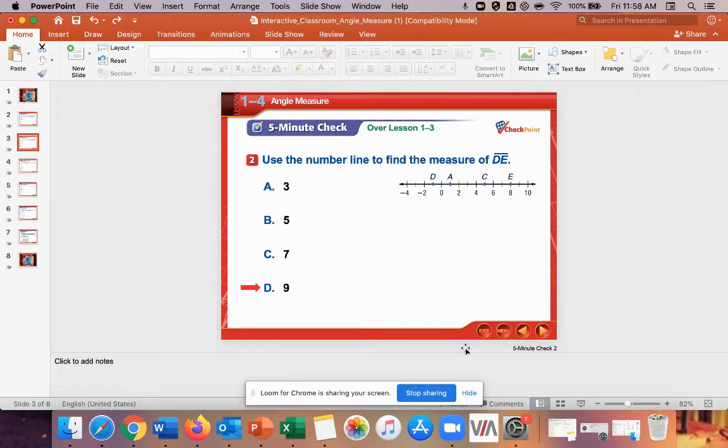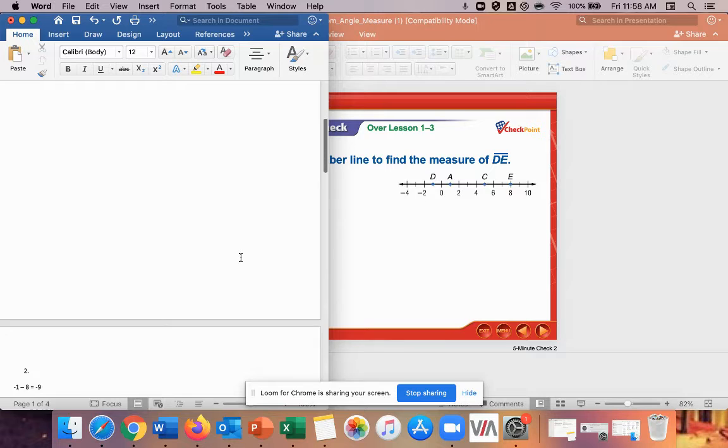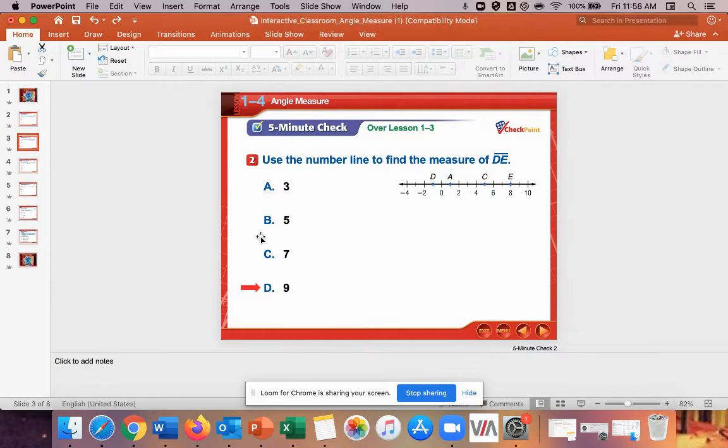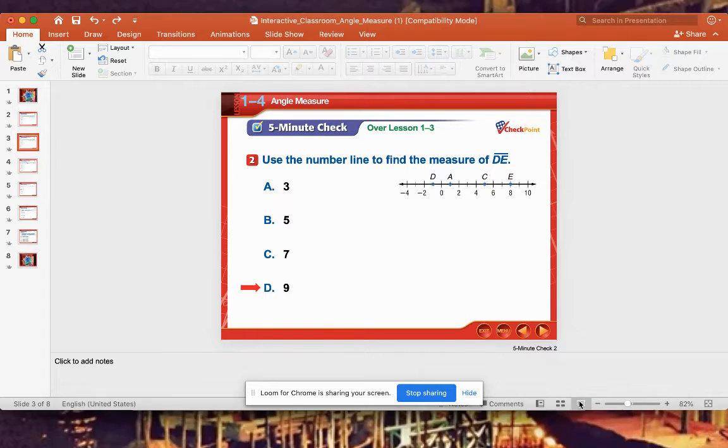But let's see what the distance formula has to say. So -1 minus 8, x1 minus x2, comes out to -9. The absolute value of -9 is 9, because remember, distances cannot be negative.